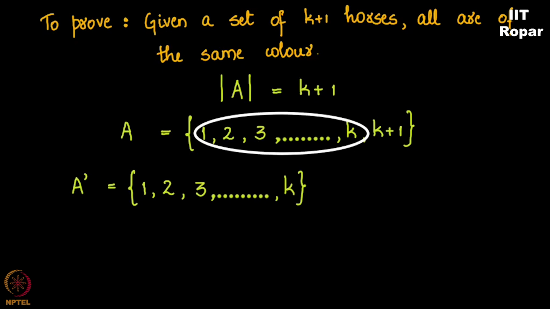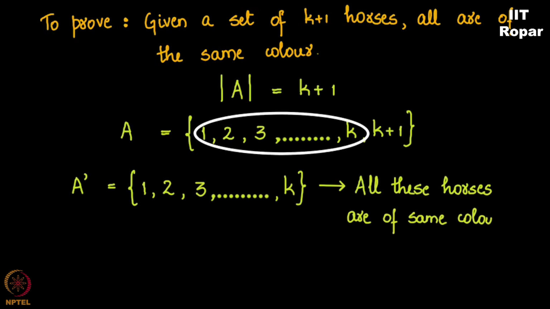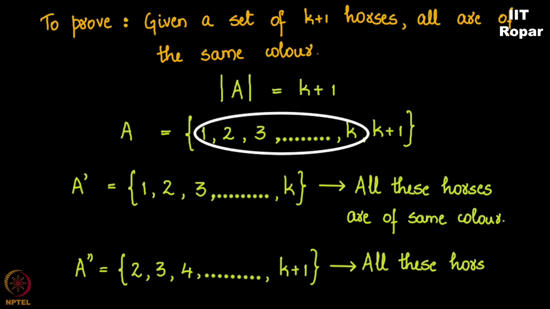By induction hypothesis, what can we conclude? We can conclude that all of these are of the same color. Right? Now, I'll consider another subset of A, let me call that A double dash, from 2 to k plus 1. So A double dash has elements 2, 3, 4, so on up to k plus 1. And all of these are of the same color.